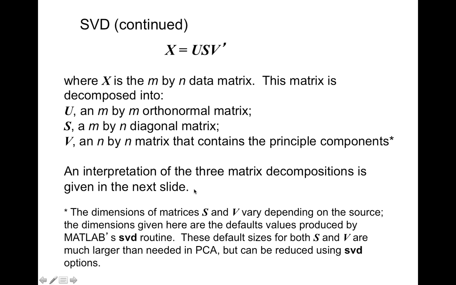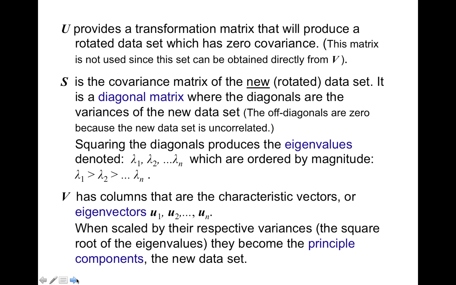Now, MATLAB has built into its SVD routine the ability to minimize the size of V automatically by eliminating some components that don't make a significant contribution to the data sets. So U provides a transformation matrix that basically accomplishes rotating our data set. It'll produce a rotated data set that has zero covariance.